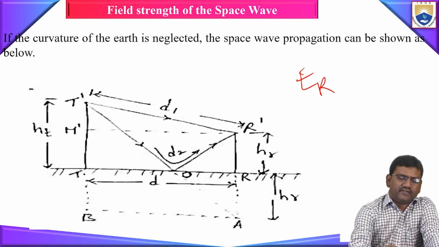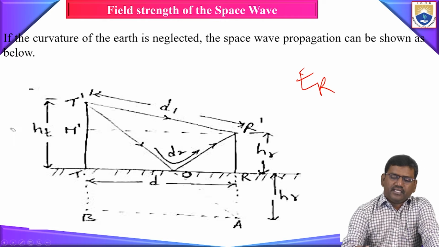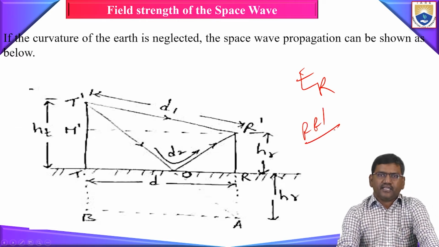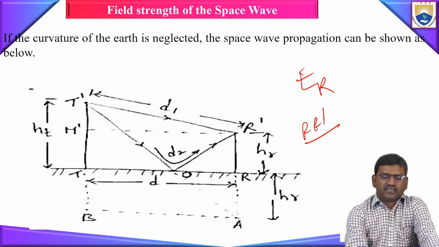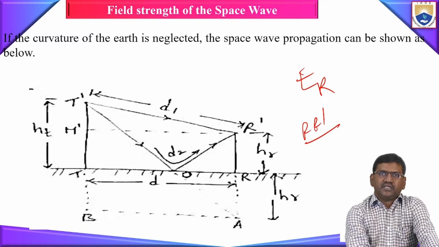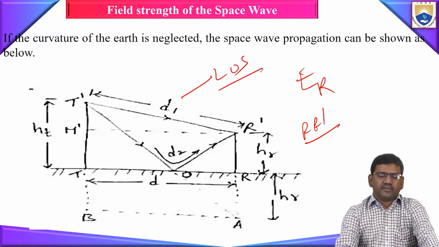You can see here in the figure T dash. This T dash is the height of the transmitting antenna, and R dash represents the height of the receiving antenna. And here there are two paths, D1 and D2. T dash R dash is known as LOS propagation, or line of sight communication.